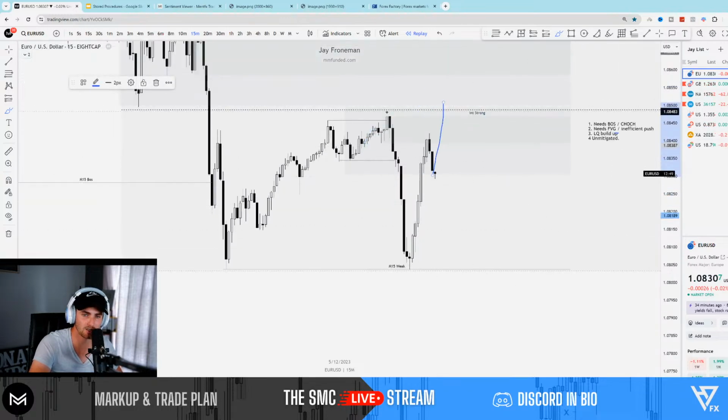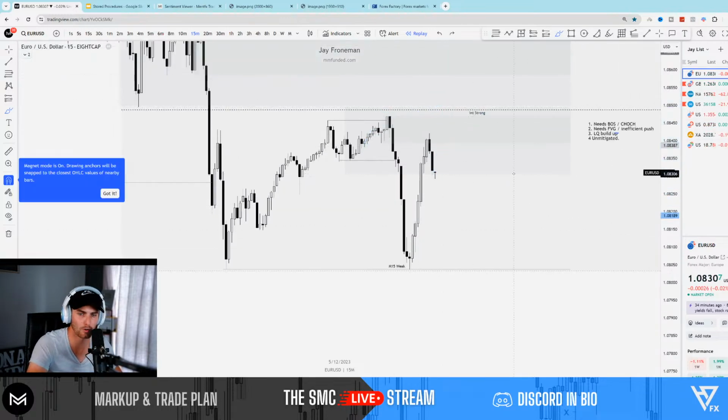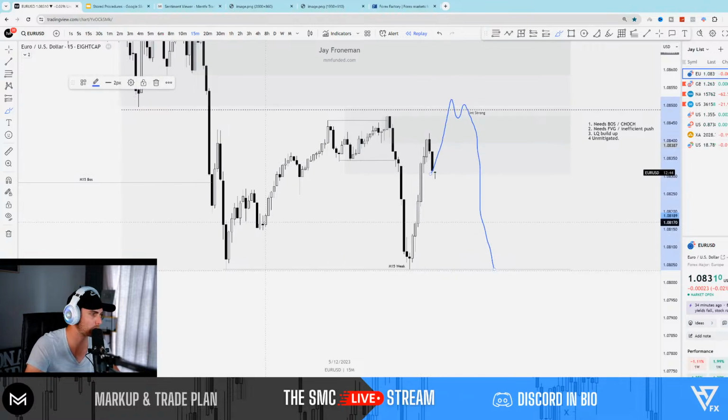We could even potentially see a sweep of this high and mitigation into the more extreme supply to then print our 1 minute model to look to go short.